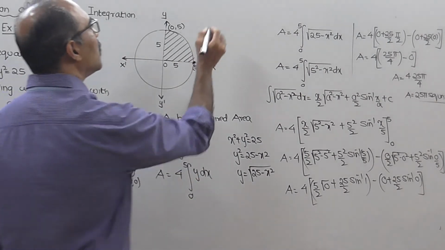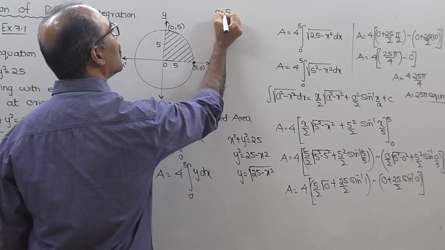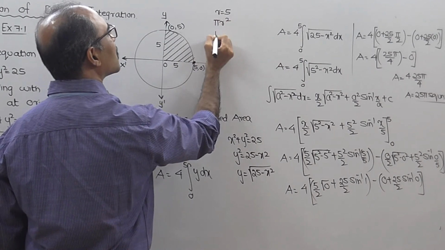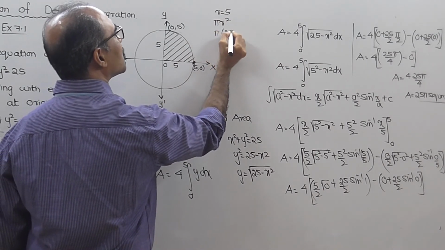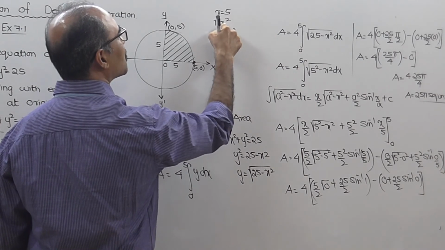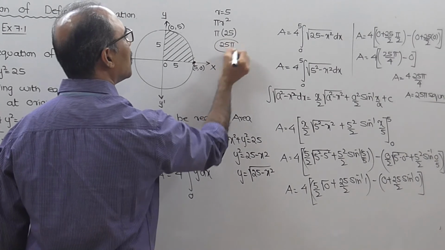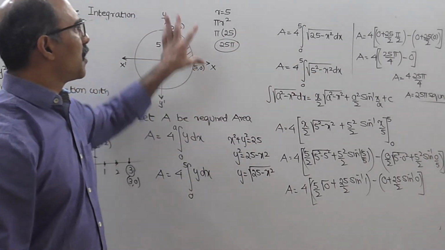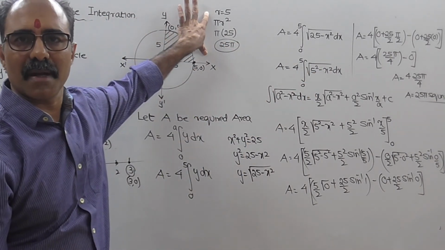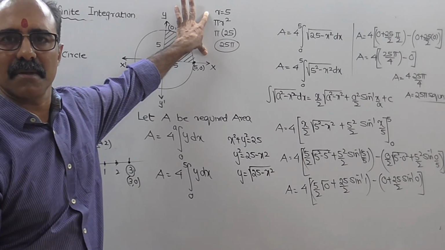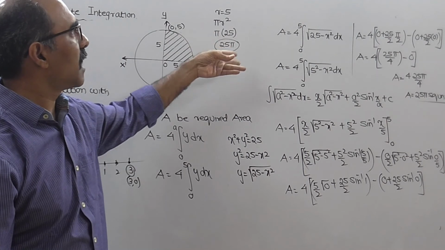See, now we know that r equal to 5. What is the normal formula for area of a circle? Area of a circle is pi r square. Pi into r square is pi into 25. R is 5, so r square will be 25. I think the answer will be 25 pi. You are getting the same answer. But you cannot do it directly by using the geometrical application. You will have to go for the usage of the concept of definite integrals. Okay, I think you would have cracked this sum in a line.